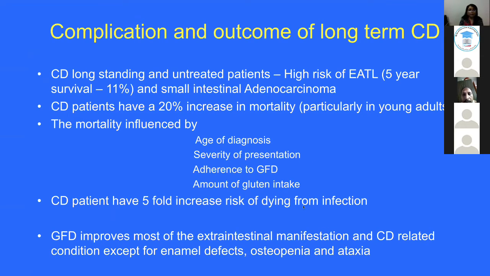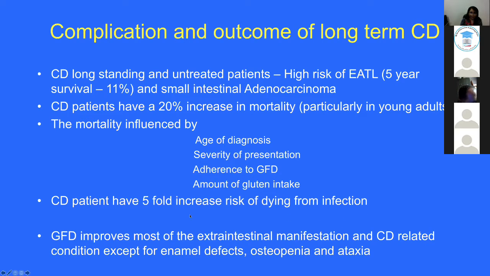What are the long-term complications of celiac disease? Long-term untreated patients with celiac disease have a high risk of enteropathy-associated T-cell lymphoma. They can develop intestinal adenocarcinoma. These patients have higher mortality, especially when the disease occurs at a younger age. This mortality is influenced by the age at which diagnosis occurs, how severe the presentation is, how much the patient is adhering to a gluten-free diet, and how much gluten he is consuming. So these patients have almost a five-fold increased risk of dying from infection or septicemia.